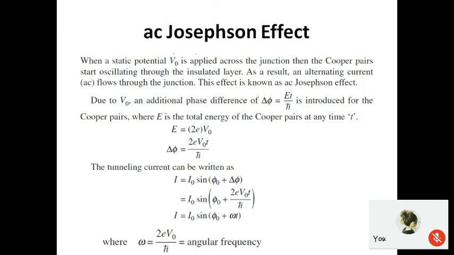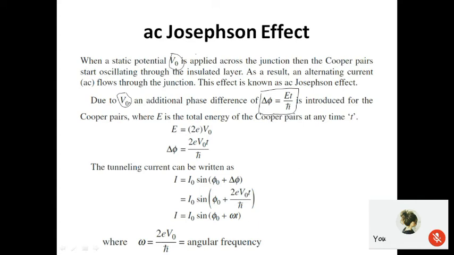So V0 is the voltage applied across the junction, and an alternating current flows through the junction. So why are we getting alternating current? For that, we are explaining it. Due to the application of V0, an additional phase difference of delta phi is introduced between the Cooper pair waves of superconductor 1 and 2.